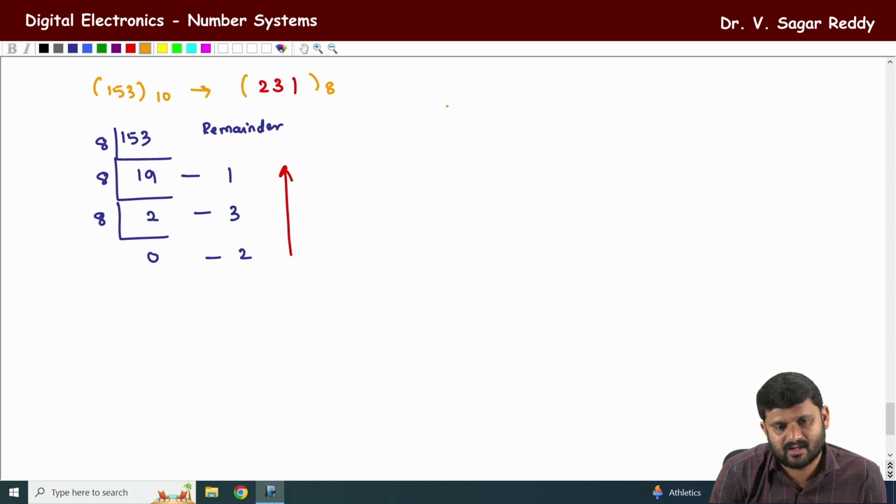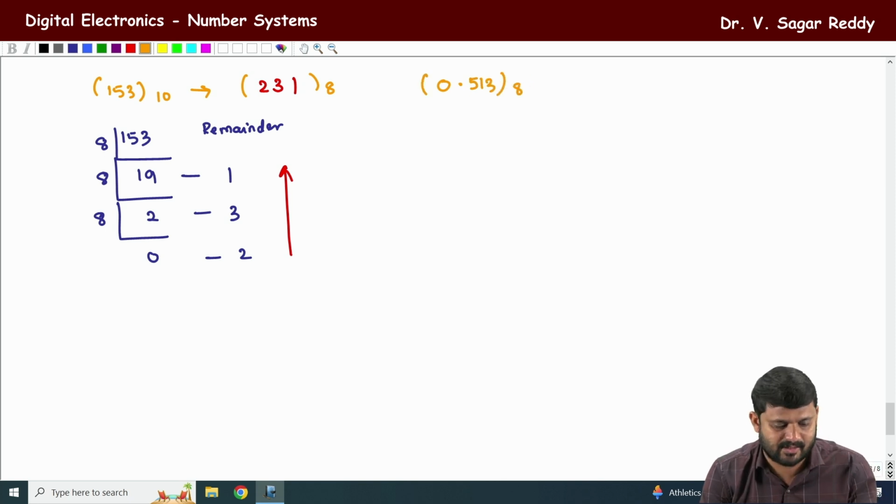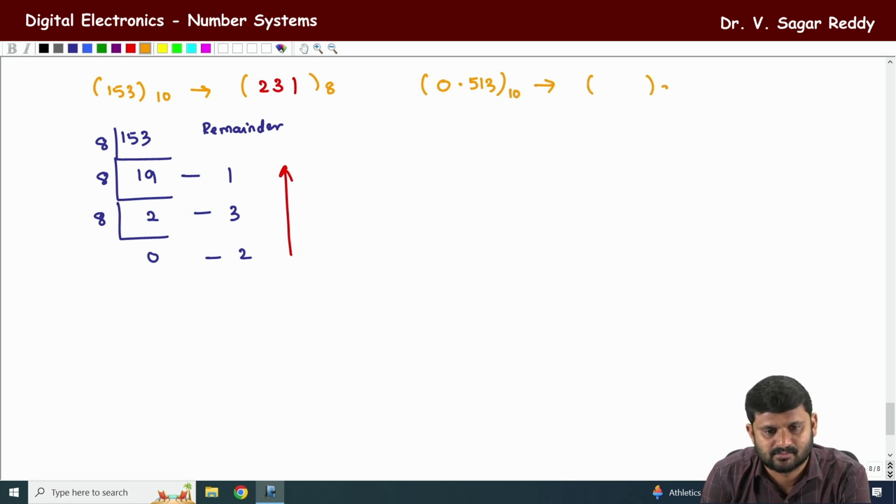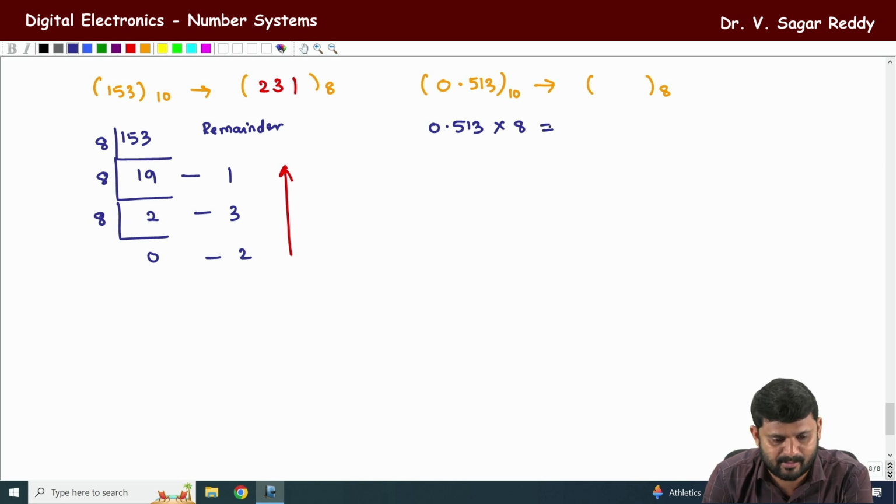In the same way, let us consider the fractional part. Consider my number 0.513, which I want to convert from decimal into octal. So now we'll perform successive multiplication. Take 0.513 and multiply by 8.